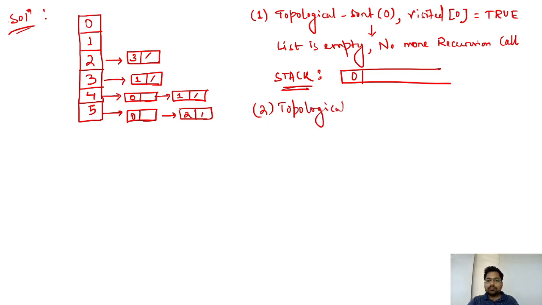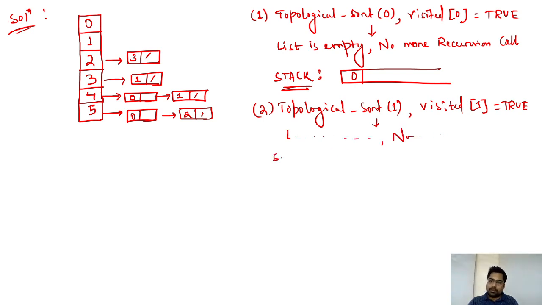Topological sort I'm writing as 1. Now I'm giving visited 1, then we should set true. From 1 there are no connections being established, so we are writing that list is empty. No more connections could be established. So then we are storing that in the stack. The value is always in a stack. After completion of the nodes, we will print it. Print means popping out in last in first out manner.